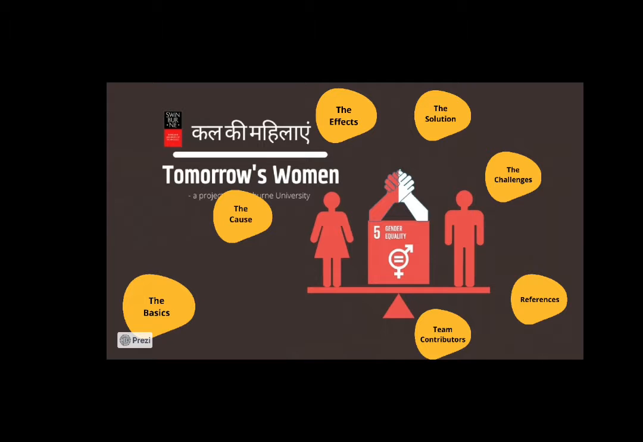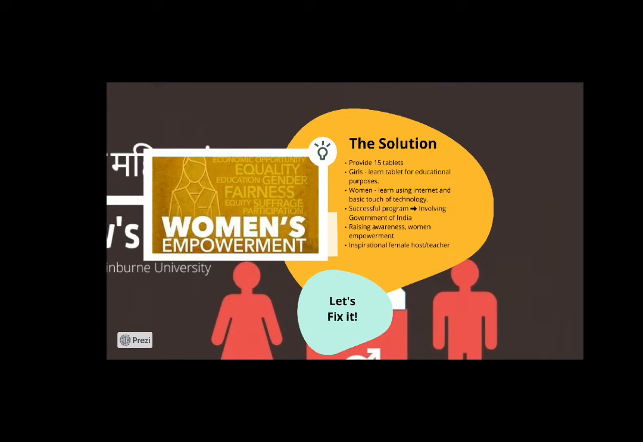Hi, I am Sachin and our group has decided to propose the following solution in order to resolve the gender equality issue which we have identified. We will initiate a program by providing 15 tablets to young girls aged between 4 to 8 years old and the mothers of these young girls that come along.